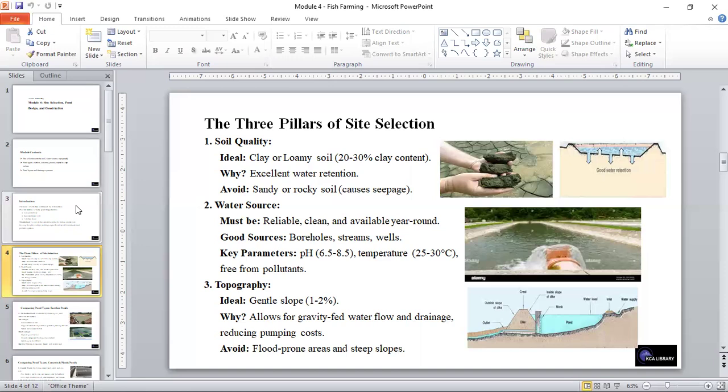Then the 3rd pillar is the topography. Fish farming needs a gentle slope. That is where you need to site your pond. It has to have a gentle slope of about 1 to 2%. And the reason is because it allows for gravity feed, water flow, and drainage, reducing pumping cost. You have to avoid flood-prone areas and steep slope.